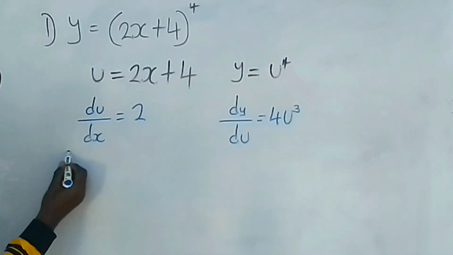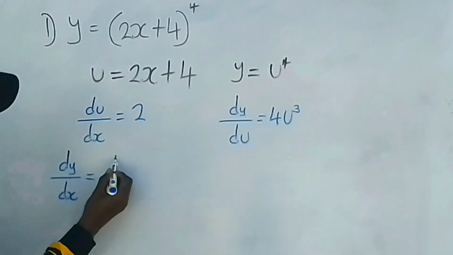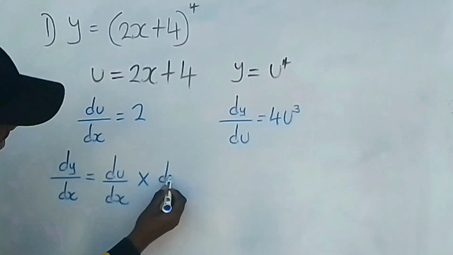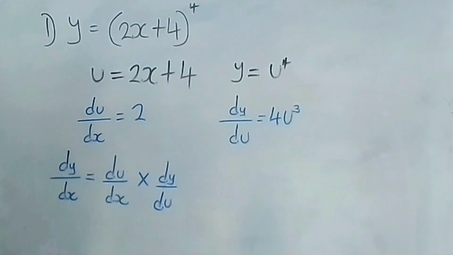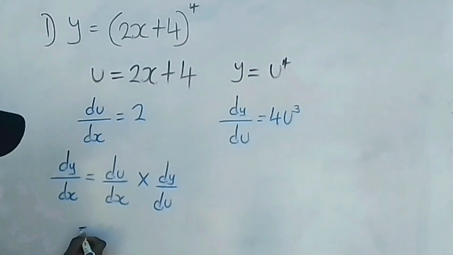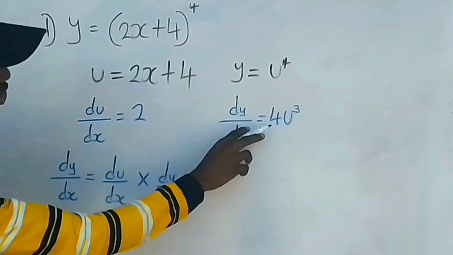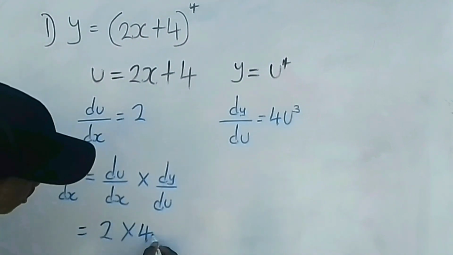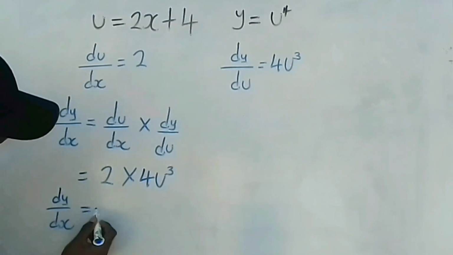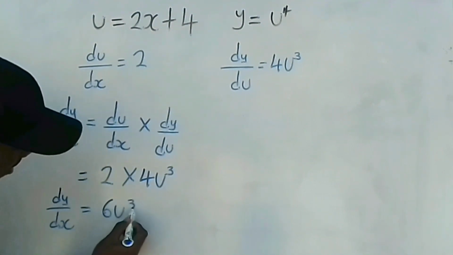Don't forget that from chain rule formula, dy all over dx is equals to du over dx multiplied by dy all over du. So don't forget that du all over dx is equals to 2. So in that case, I will substitute 2 multiplied by dy over du, which is this 4u raised to the power of 3. So I'm going to have dy all over dx is equals to 2 multiplied by 4u raised to the power of 3. That is 8u raised to the power of 3.